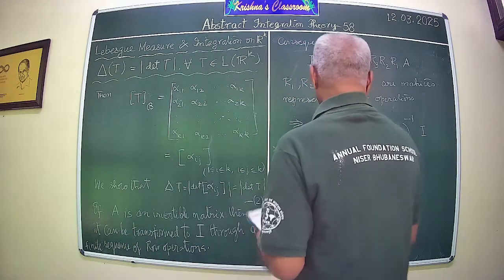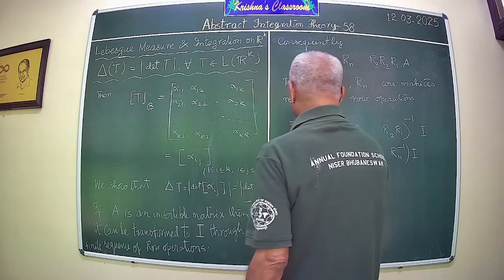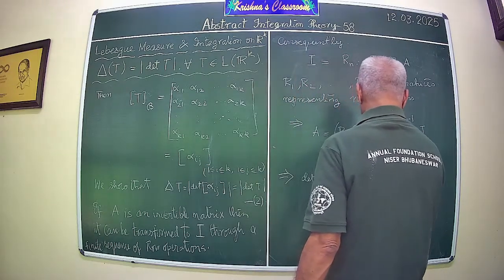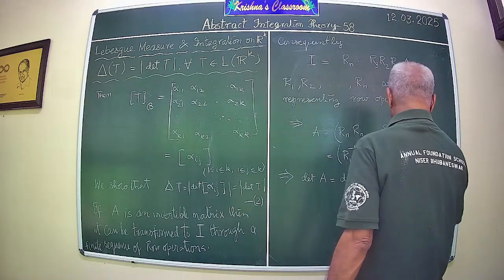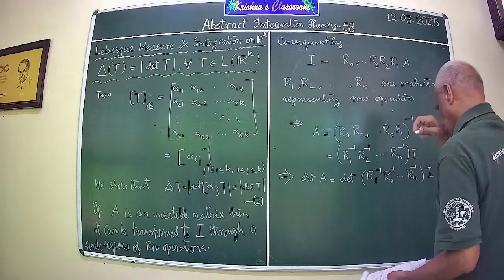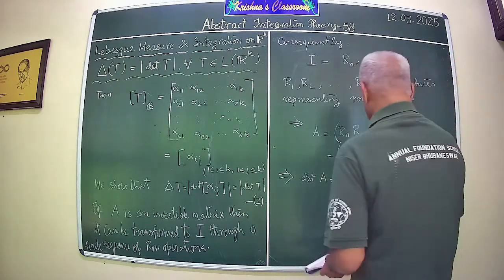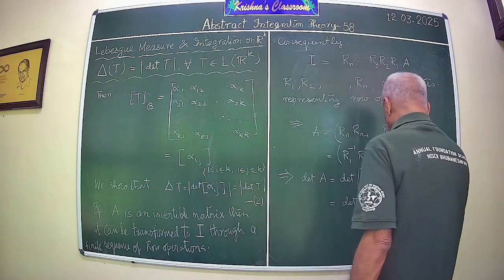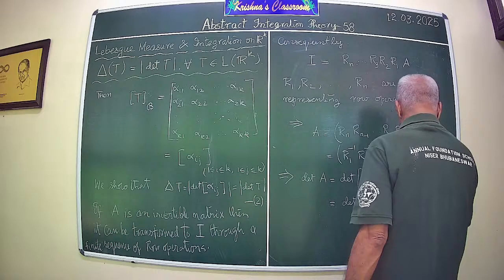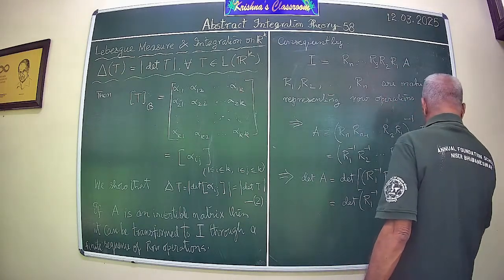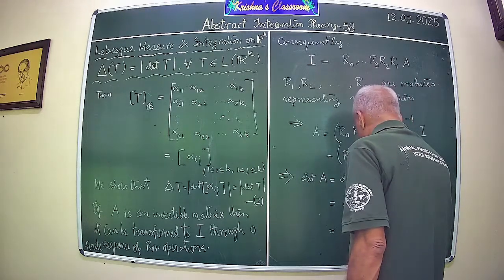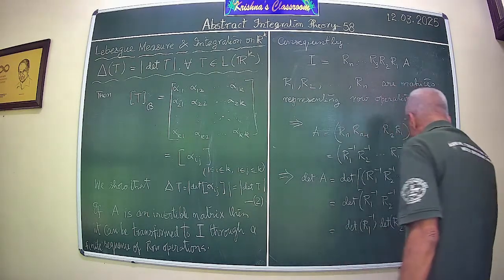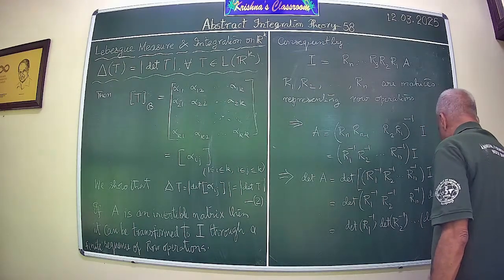Therefore, from this, what do you get? You get the following, which in turn implies determinant of A is equal to determinant of R1 inverse, R2 inverse, Rn inverse I, which is equal to the product of their determinants into determinant of I, which is equal to 1, which is equal to determinant of the inverse.